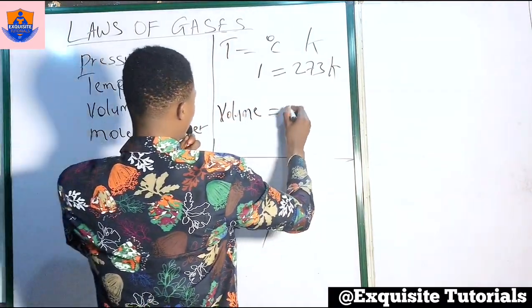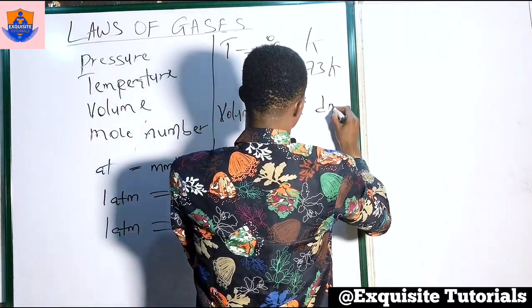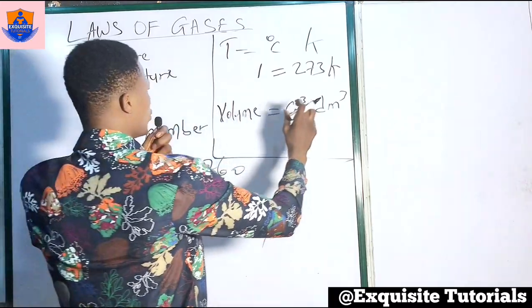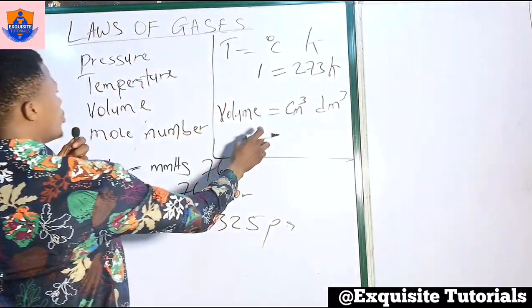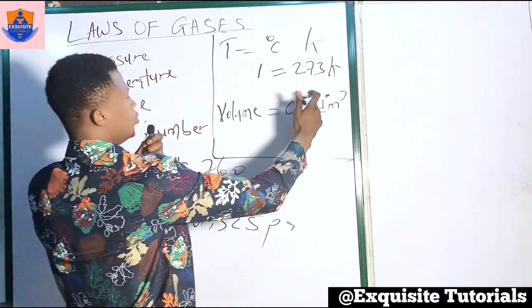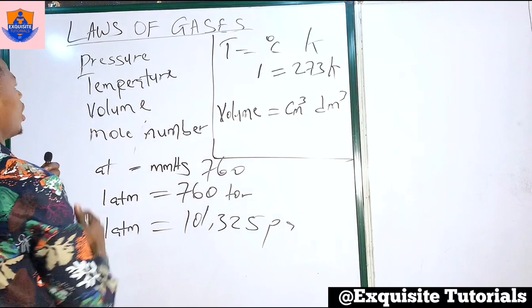Now, talking about your volume, it is calculated in cm³ or dm³. Converting from dm³ to cm³, you multiply by 1000. Converting from cm³ to dm³, you divide by 1000. Then we know our number of moles.